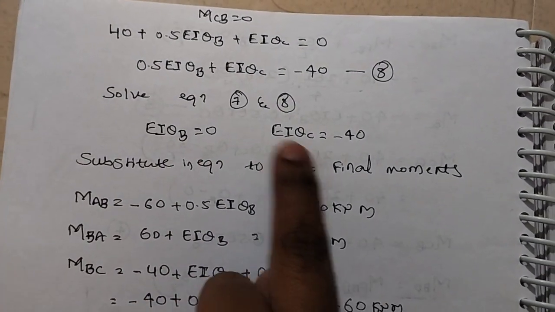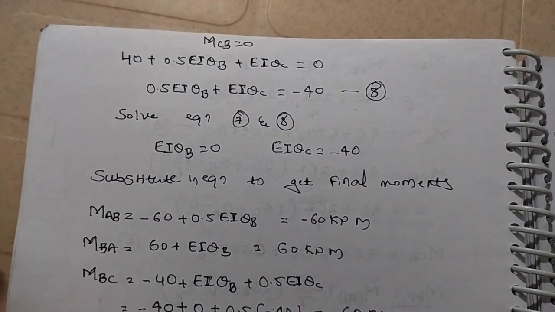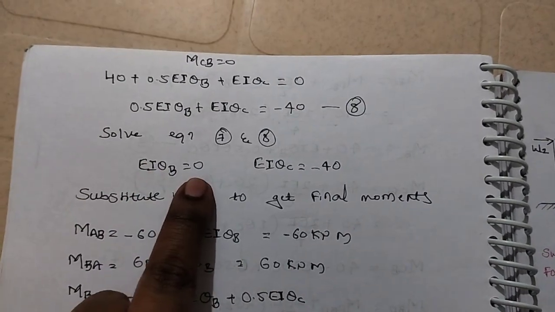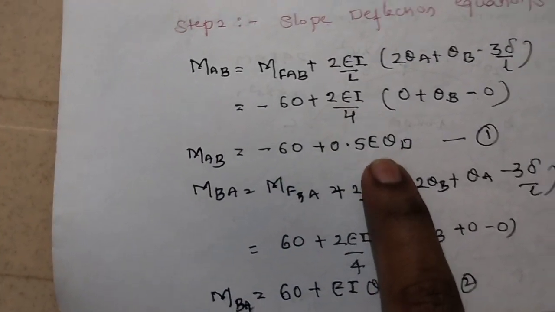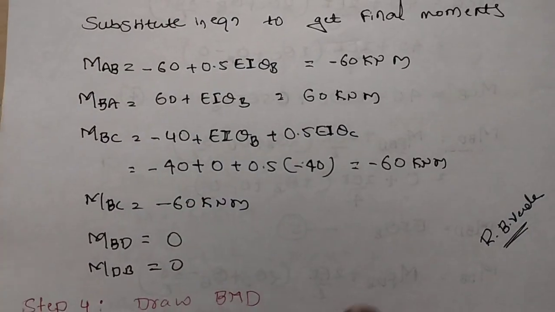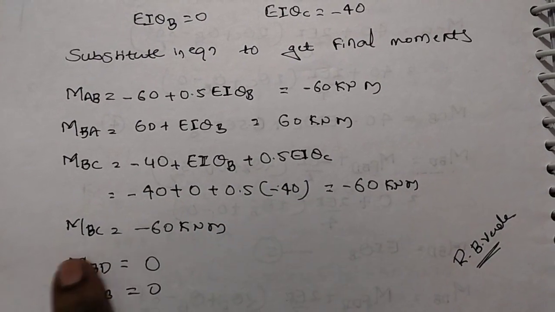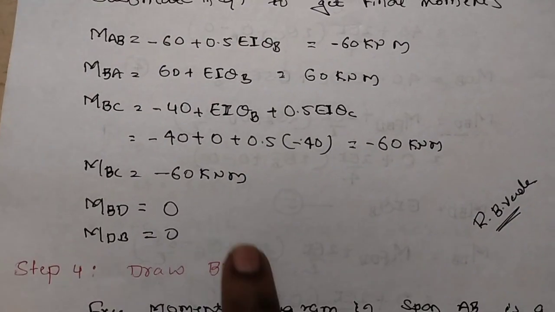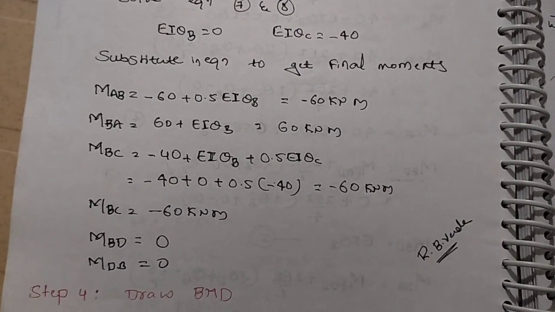So EI theta B will be 0 and EI theta C is equal to minus 40. You can substitute these values in all the equations, EI theta B equal to 0 and EI theta C equal to minus 40. Finally you will get MAB equal to minus 60, MBA equal to plus 60, MBC equal to minus 60, MBD equal to 0 and MDB equal to 0. These are the final values you get by the slope deflection method.